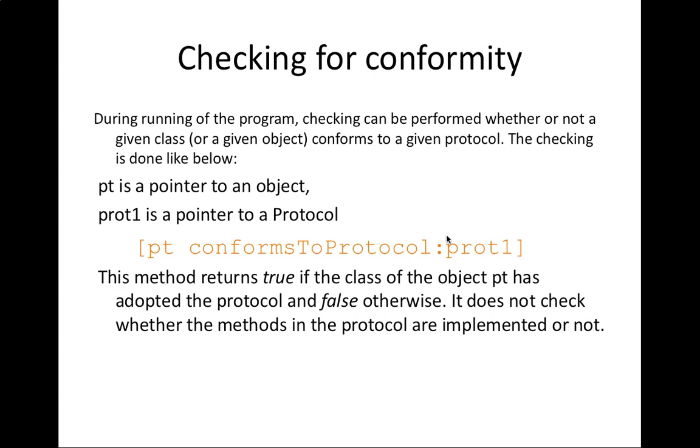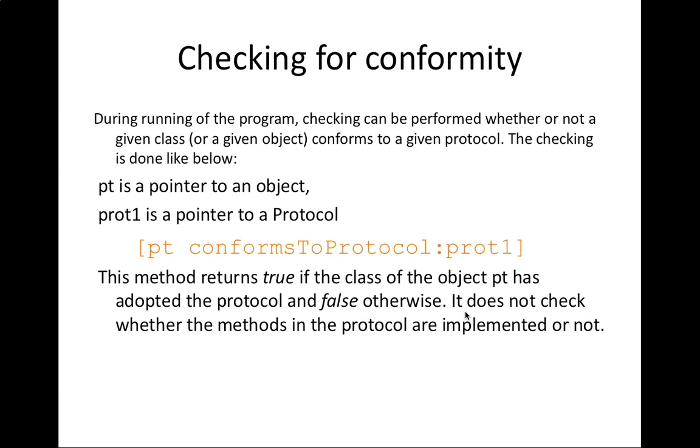Which means, okay, it's okay to use. No, because if you're not conforming, you compiled and you're running it, during runtime you don't know what's going to be called, what method's going to be used. If the method's not implemented, you're going to have an issue. So the method returns true if the class of the object pointer has adopted the protocol, and false otherwise. So you run a loop or something and you go check on it, comes back true. Okay, use it. And if it's not, don't use it.